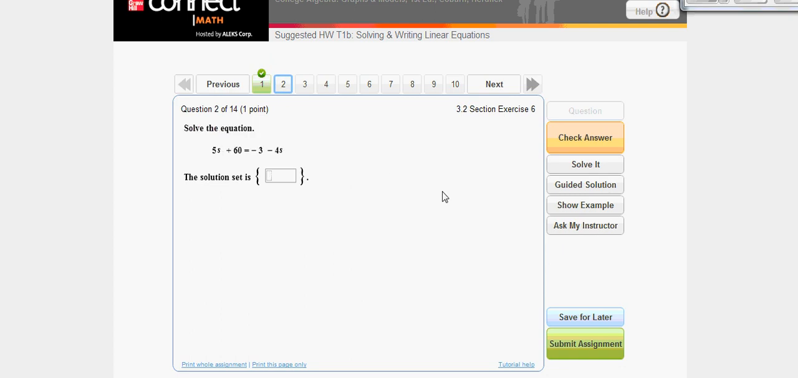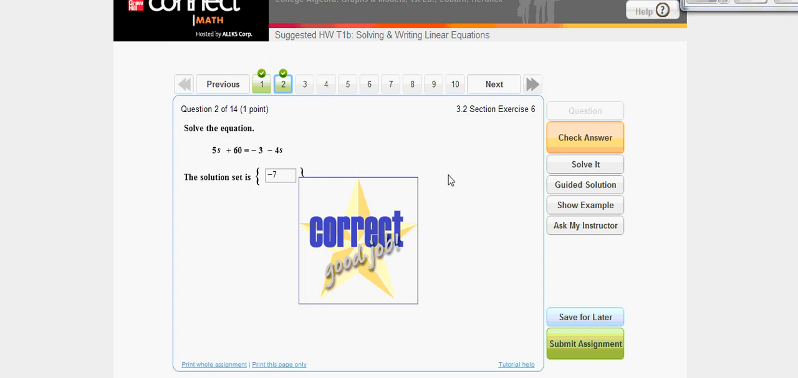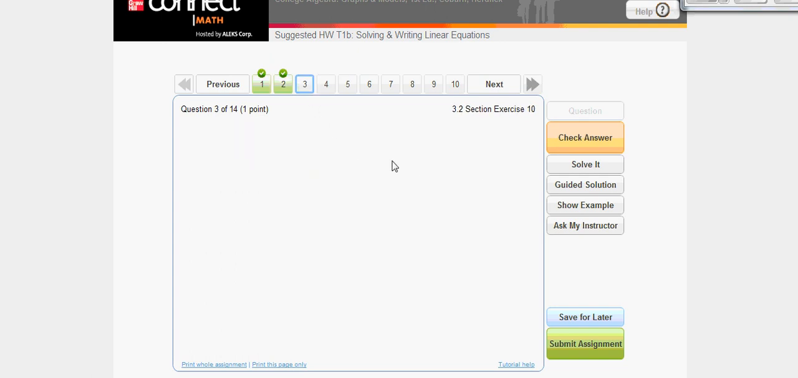Okay, question number 2, I move that over, that's going to be 9. I move that over, that's going to be -63. So that's going to be -7. Check my answer. Okay, number 3. Well, I'm definitely not going to be able to do this one in my head, and I'm not really sure because of all the extra steps here. So I'm going to take a look at the guided solution.